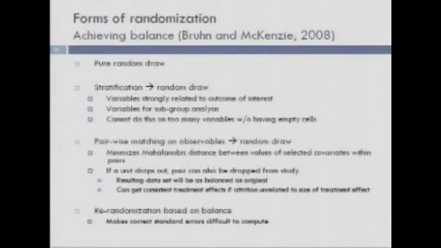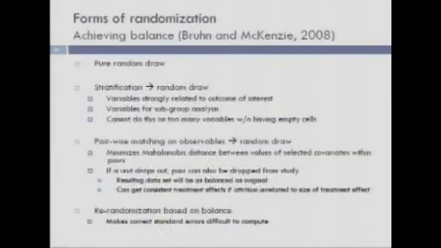Okay, so I don't know whether this was also a question that you were getting at, but there are different forms of randomization. Bruhn and McKenzie have a nice article on how to get balance and what the different ways to do it are. I think this is what you were calling block randomization. So you could do a pure random draw, or you could do stratification.